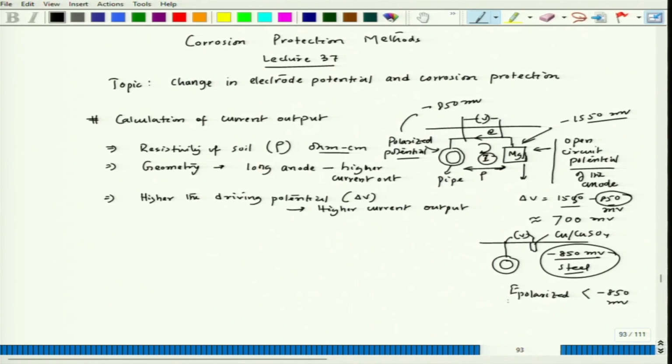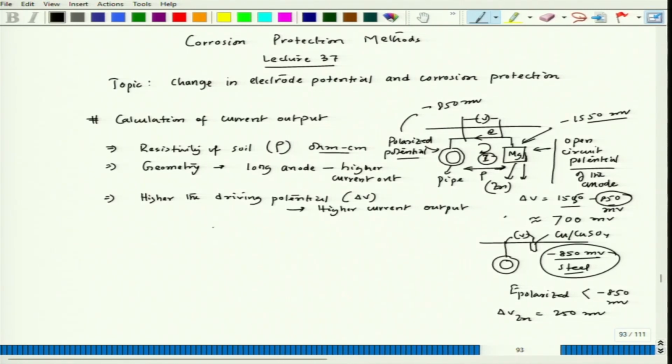Now, in case of zinc, del V with respect to steel is around 250 millivolt. Fine. Now, these are the three aspects which would lead to higher current output.